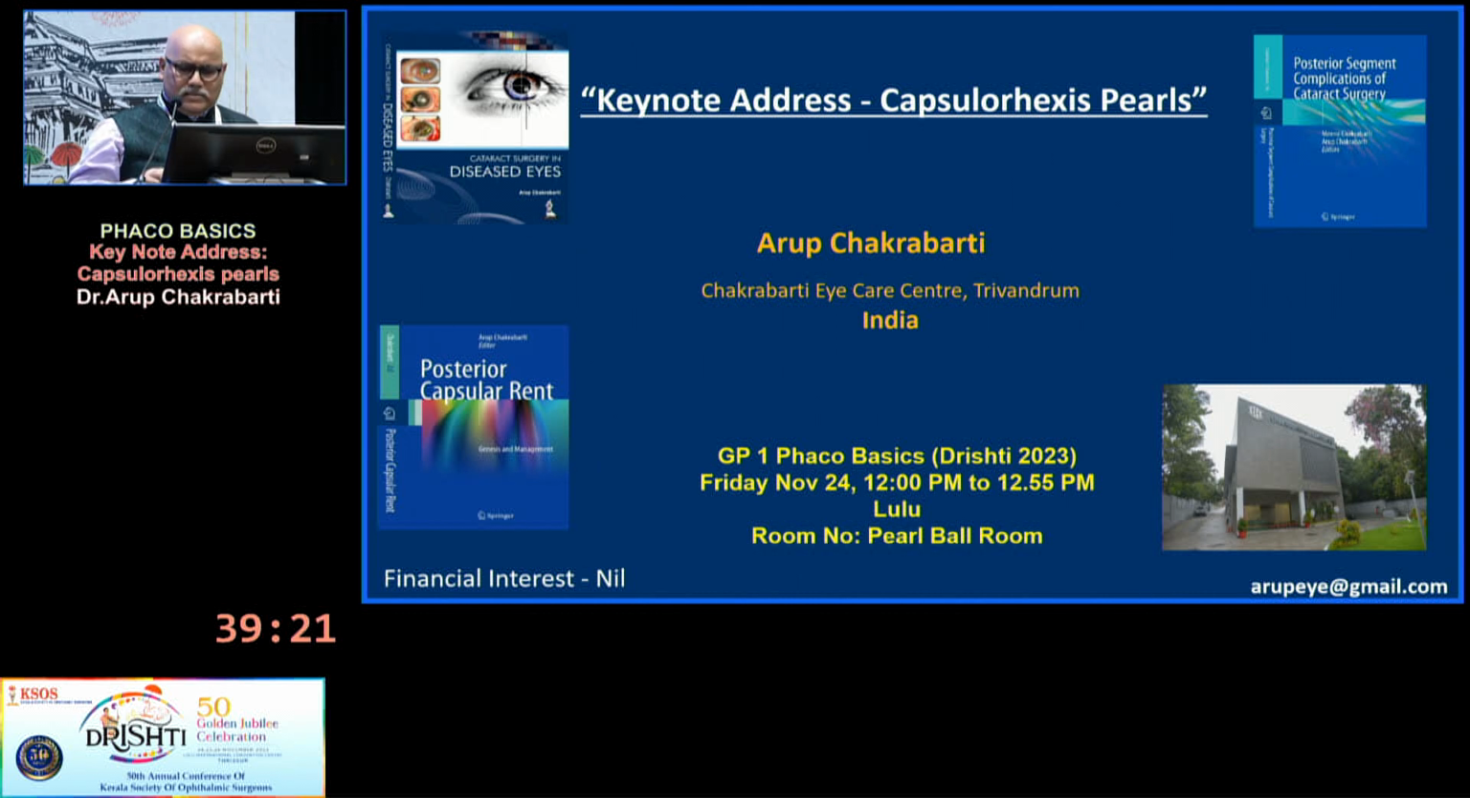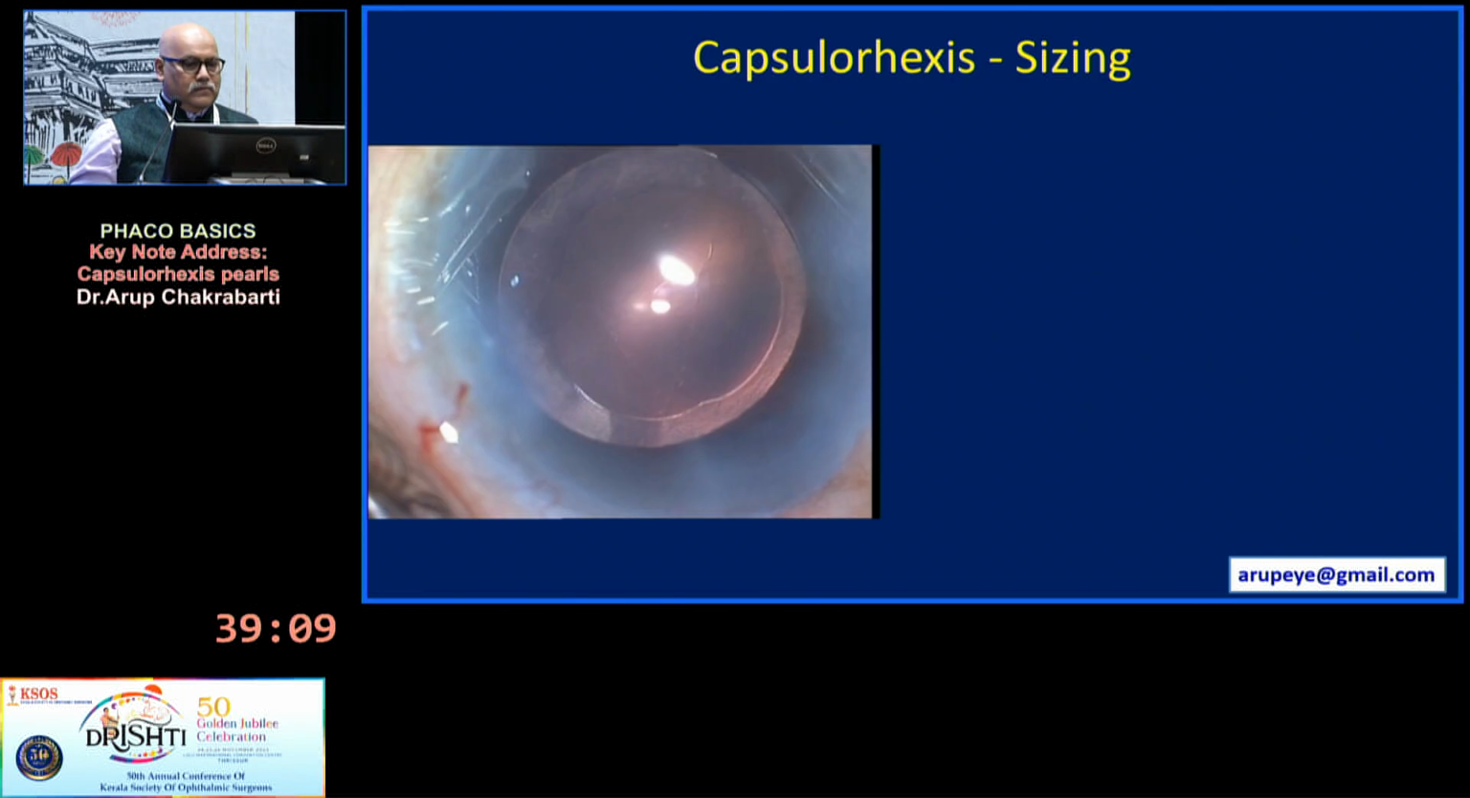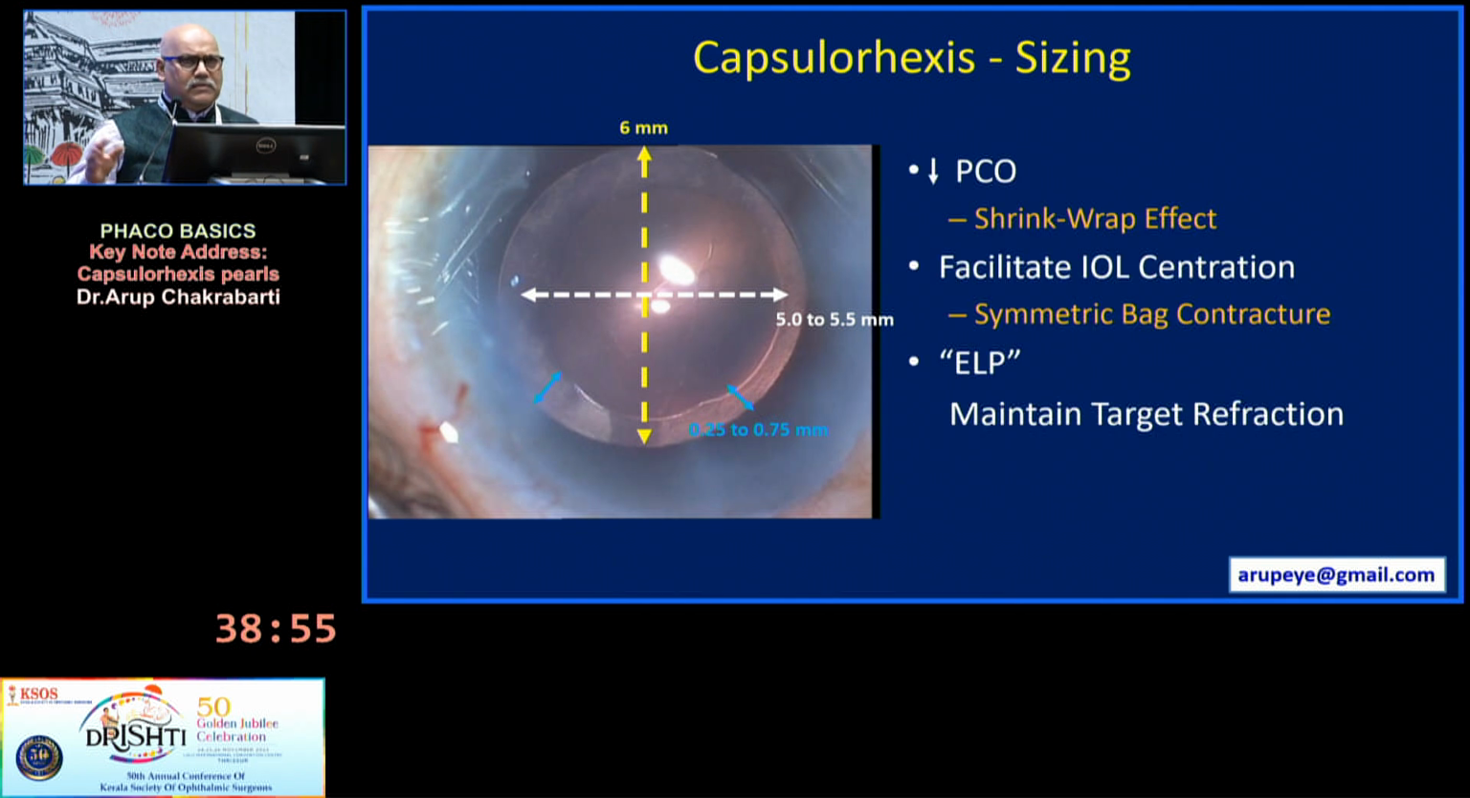But what I have decided in my presentation today is I'll just show you a few typical case scenarios. If you happen to encounter them during your phacoemulsification, it will be useful for you. So before I show you the videos, a little bit about the sizing. We all know that the rhexis size should be 5 to 5.5 millimeter, and you need to keep a 0.25 to 0.75 millimeter overlap of the anterior capsule for various reasons.